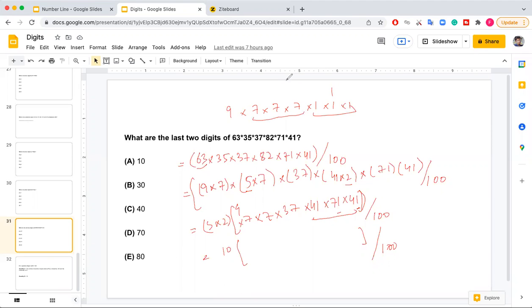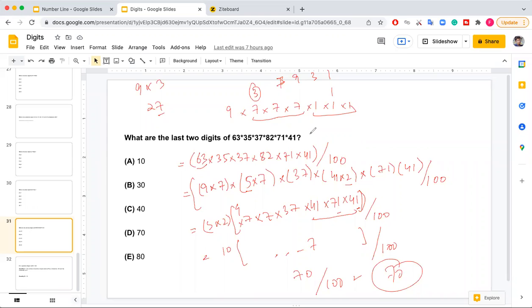For these, we have 7 cube, and the cyclicity of 7 is 7, 9, 3 and 1. So for this, the result is 3. We are left with 9 into 3, and 9 into 3 is 27. So the last digit for this is 7. Whatever the value is, 7 into 10 will become 70 over 100. That's why the last two digits are 70. You don't need to multiply everything out; it's just cyclicity.